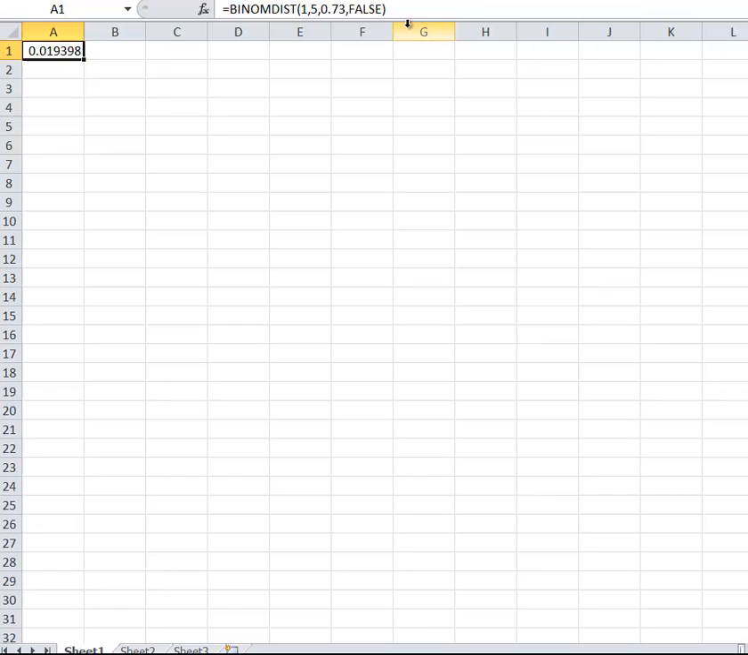Okay? So once again, the first number is your x value. The second number is the n. Third number is the probability. And since it's equal to, as opposed to less than or greater than, when it's equal to, you put false. Alright, and don't forget to put the equal sign in front of the command.